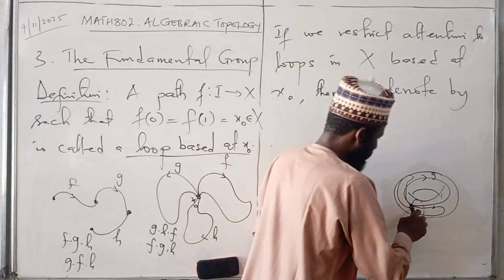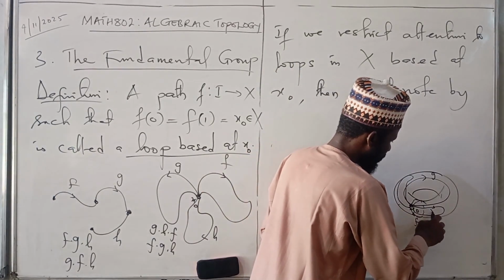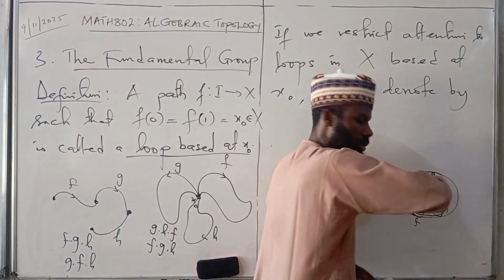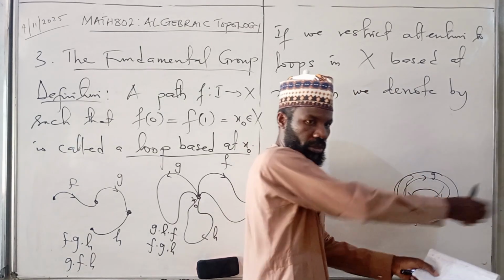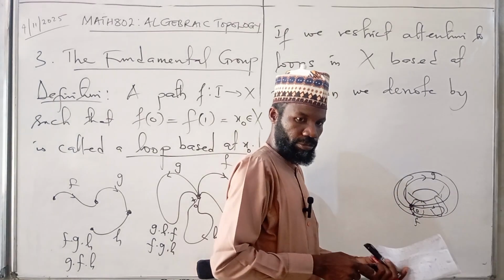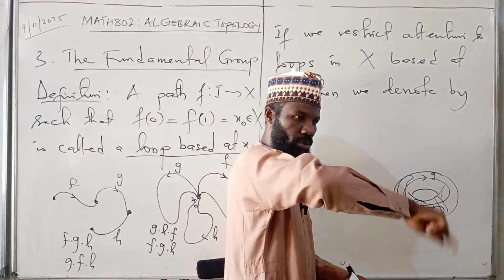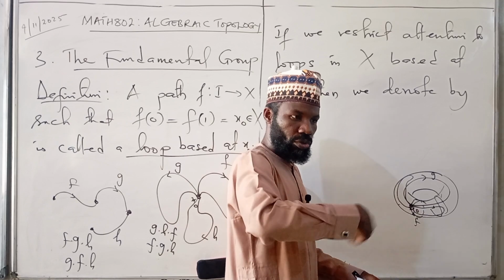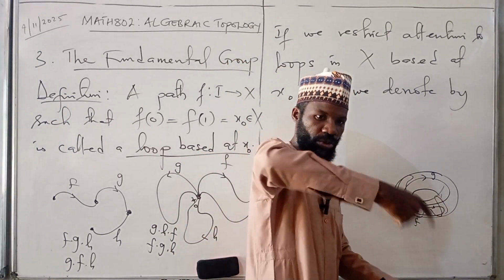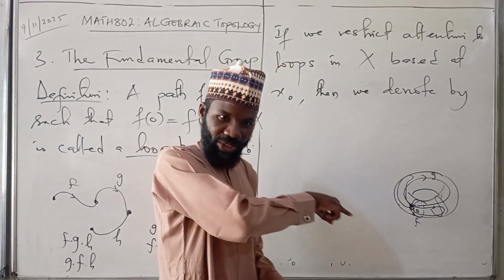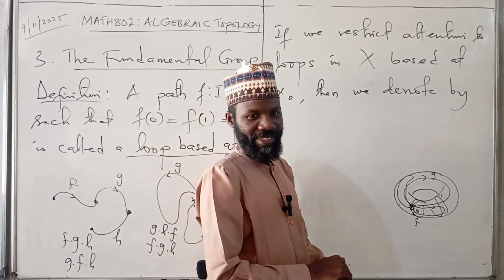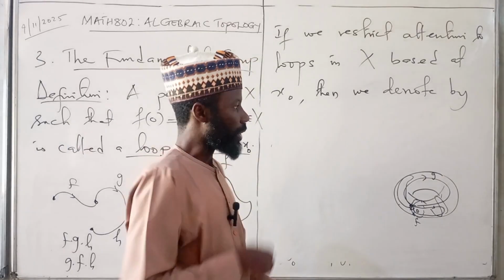Okay. For example, if you do a loop like this, it goes round and comes out and goes round again. Maybe it goes round 3 times and comes back to x naught. That loop is not the same thing as f, because it winds round the torus 3 times, and f winds round only once. So it's not the same thing as f. So there will be so many homotopy classes of loops based at the same point.